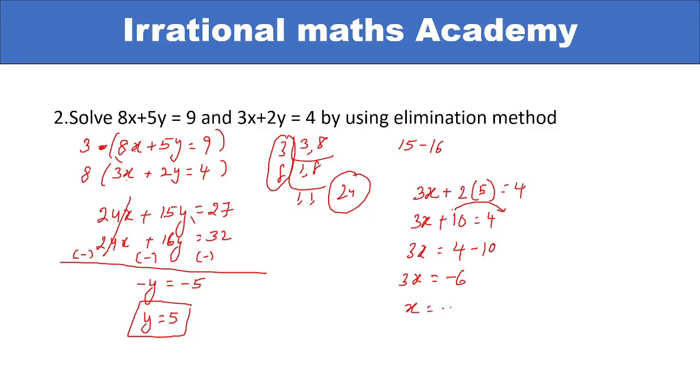x equal to minus 6 by 3. 3 ones are 3, 3 twos are 6. So what I'll get here? Minus 2. So now what is the x value? The x value is minus 2 and the y value is 5.